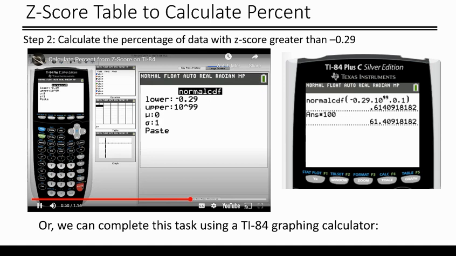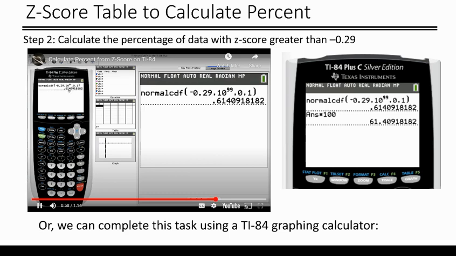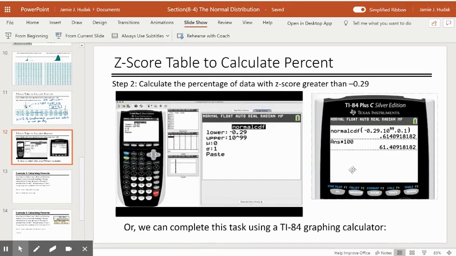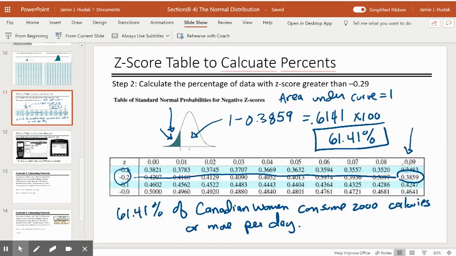and we can leave the mu at 0 and the standard deviation at 1, and hit paste, and now it has the function on our calculator. We can hit enter, and it gives us back the percentage as a decimal. So if we multiply this by 100, we end up getting 61.409%, and the answer was 61.41% because they rounded to the hundreds. So there I was using a TI graphing calculator to evaluate the same problem, and we saw that when we rounded to the hundreds place, we got the same answer, 61.41%.